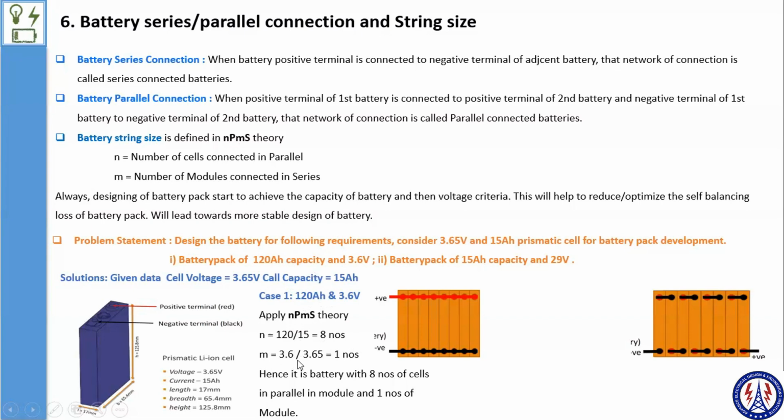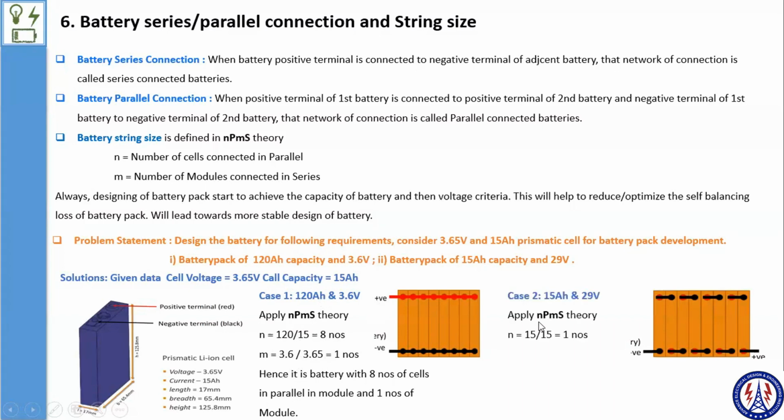Now I just want to go with the modules. I want to go for a 3.6 volt voltage of the battery pack divided by the cell voltage, which is nothing but one. One cell is fine, right? Hence, we can say it is a battery with 8 cells in parallel in each module, and there is only one module, right?